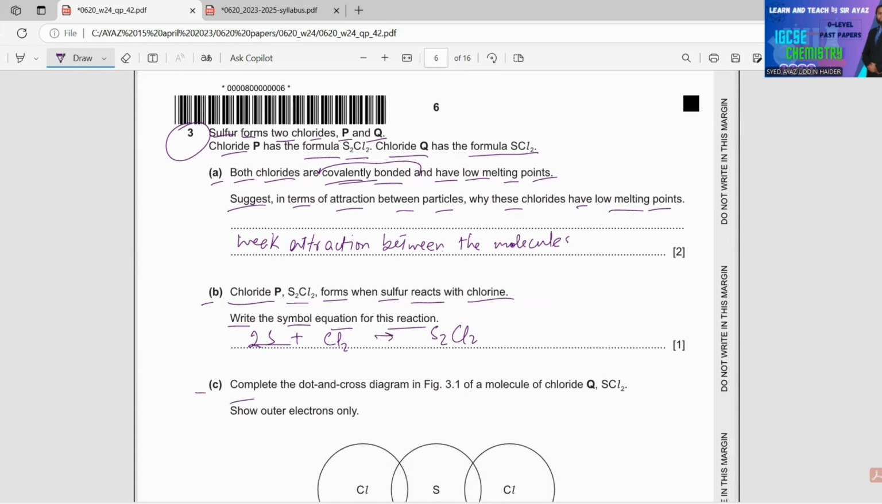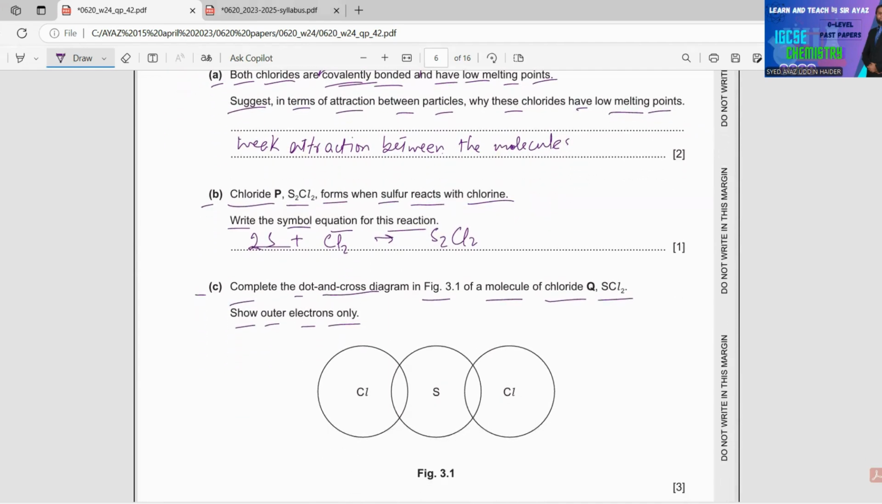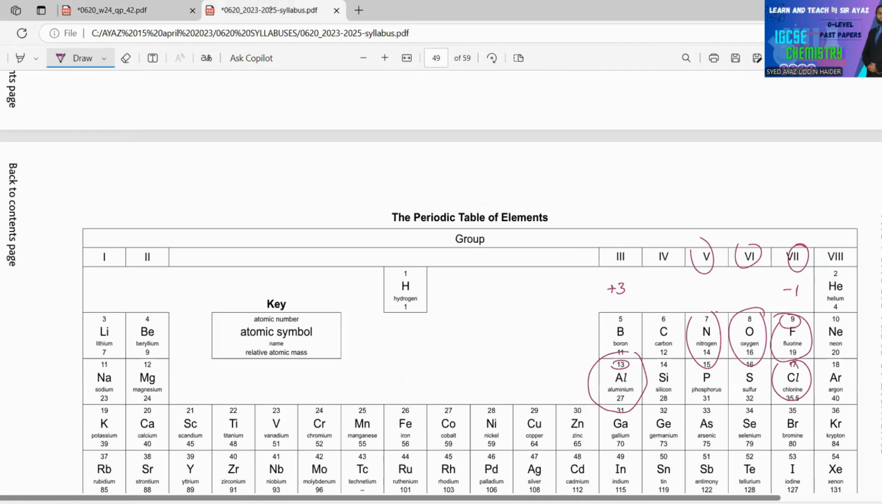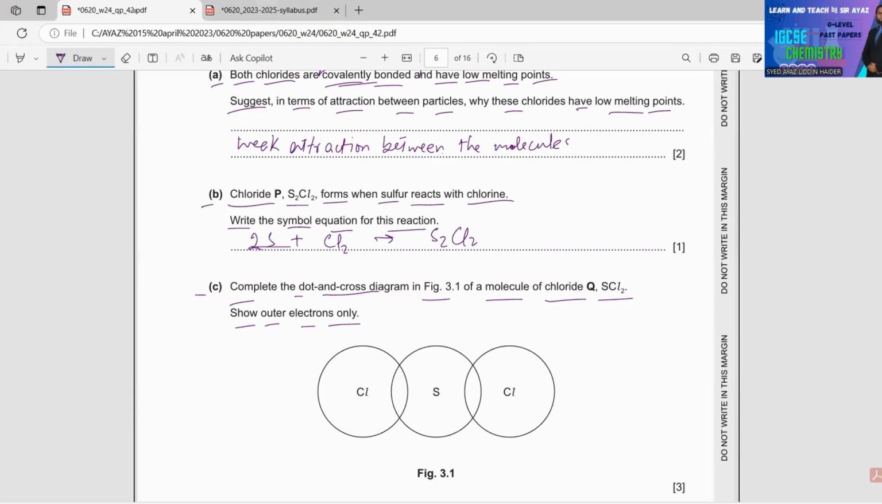Part C. Complete the dot and cross diagram in figure 3.1 of a molecule of chloride Q, SCl2. Show outer electrons only. Now let's look at the position of these 2 elements in the periodic table. Here is chlorine and here is sulfur. Sulfur having 6 valence electrons, chlorine having 7 valence electrons, which means sulfur needs 2 electrons to complete its valence shell, while each chlorine atom needs 1 electron to complete their valence shell. So I'm going to show the key on the right hand side for each of these. For sulfur, I'm using cross, and for chlorine, I'm using dot.